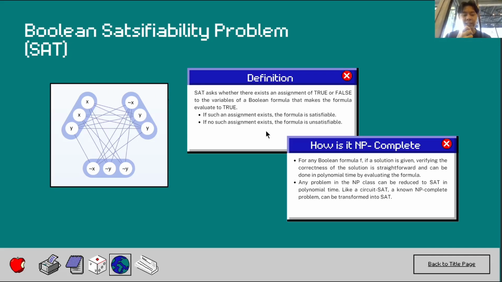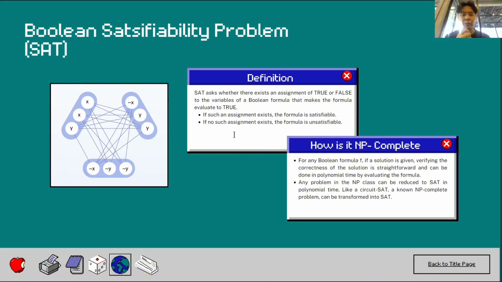First of all, SAT is in NP. If someone provides a solution, a specific assignment of true or false values, we can quickly verify in polynomial time whether the formula evaluates to true. This makes SAT belong to the NP class. The second one: SAT is NP-hard.